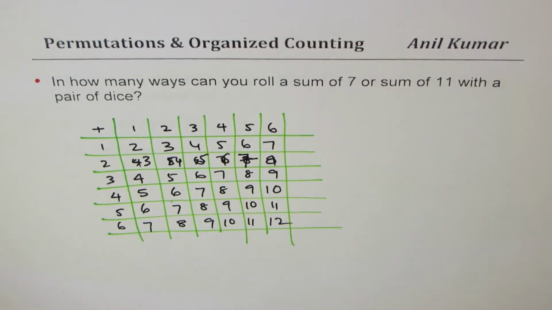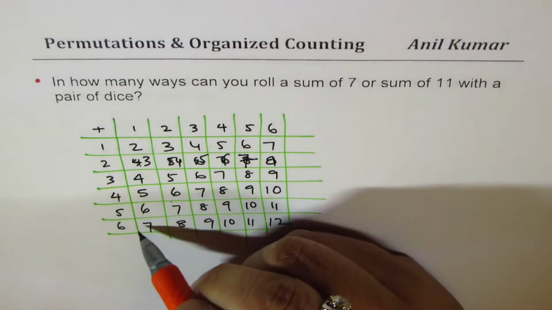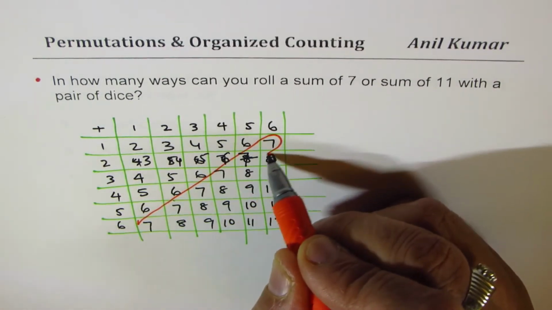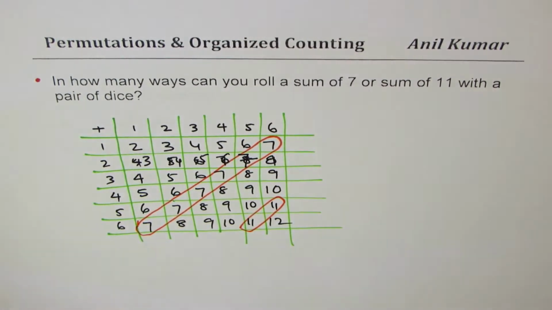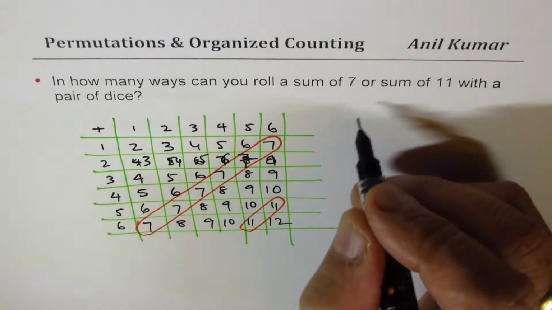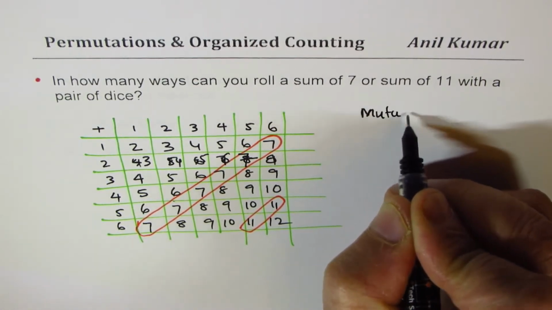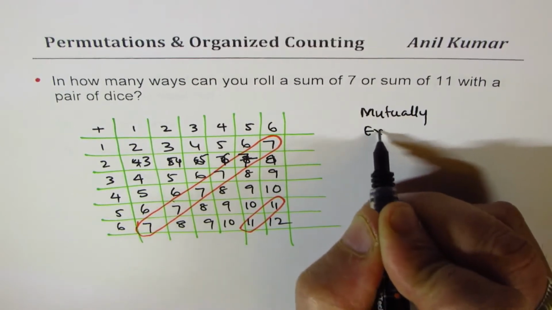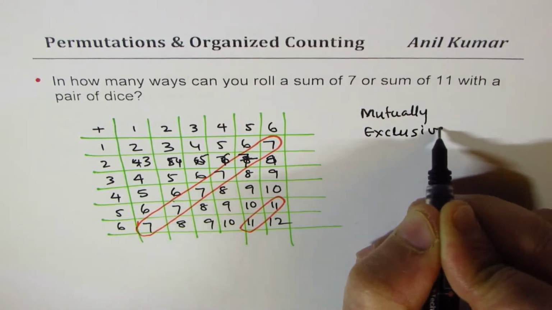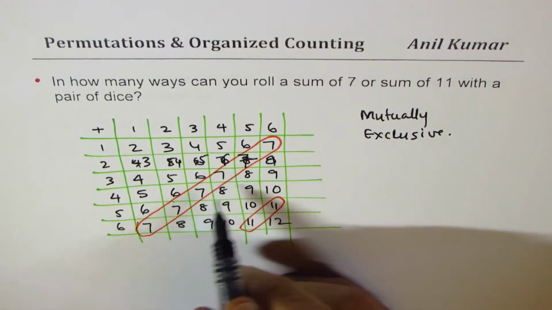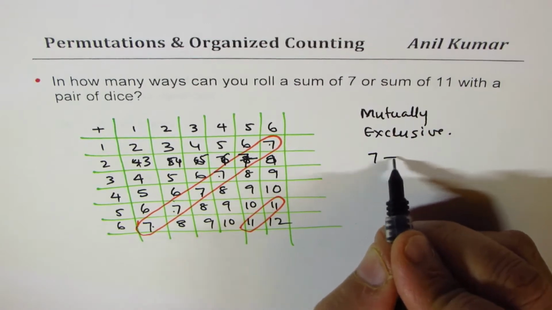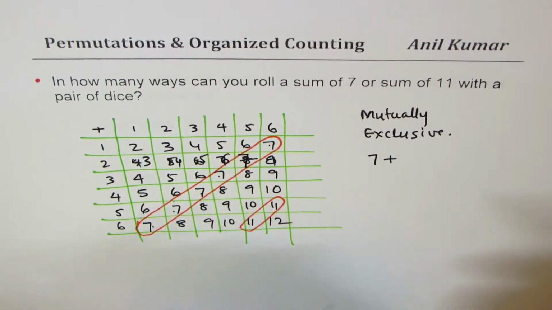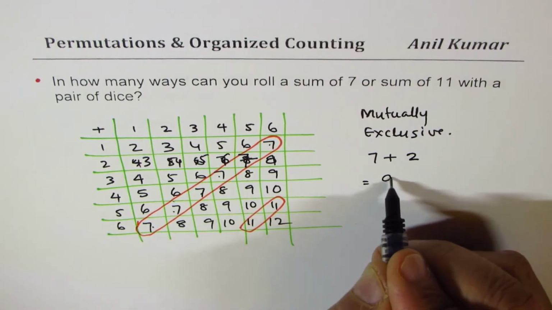Now we are looking for combination of sum of 7 and 11. Now sum of 7 you get like this. So many are sum of 7. As far as sum of 11 is concerned, we have 2 of them. Now they are mutually exclusive, correct? So the total number of outcomes is addition of both. So we have 1, 2, 3, 4, 5, 6, 7. So as far as 7s are concerned, that is 7. As far as 11s are concerned, they are 2. So the total is 9.